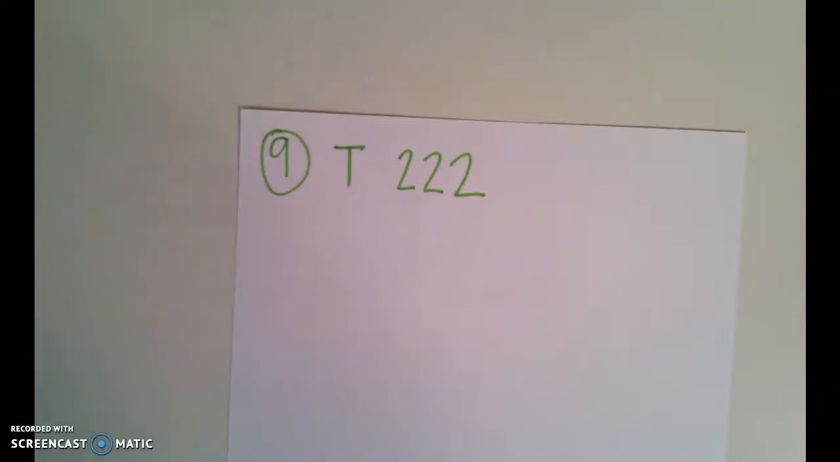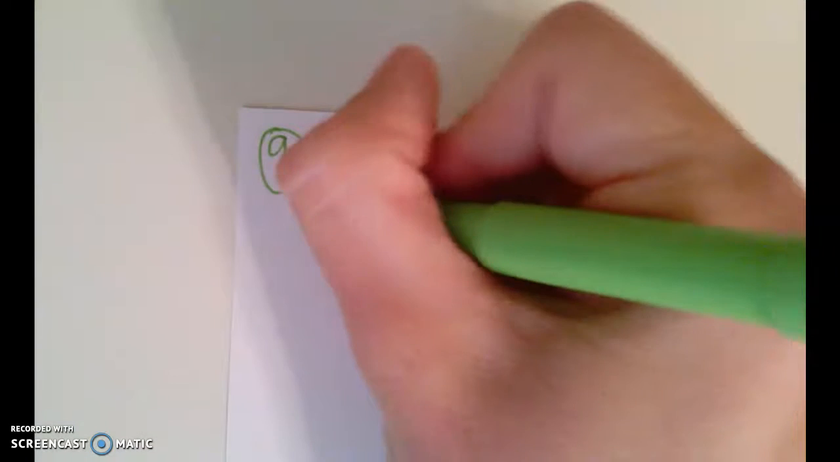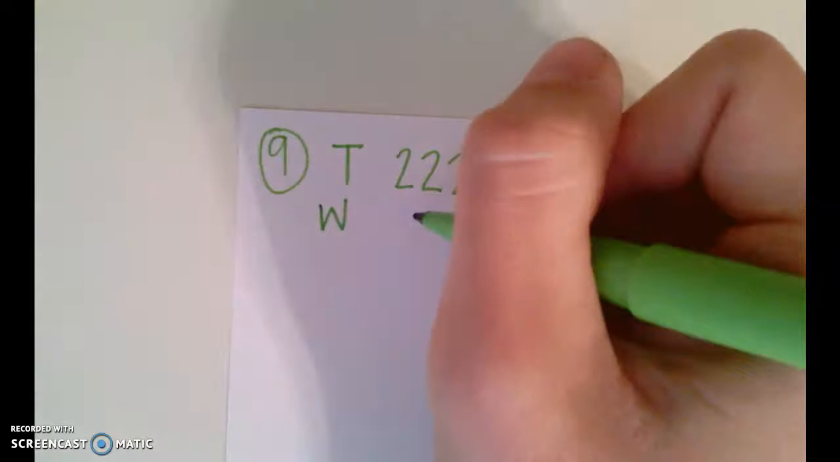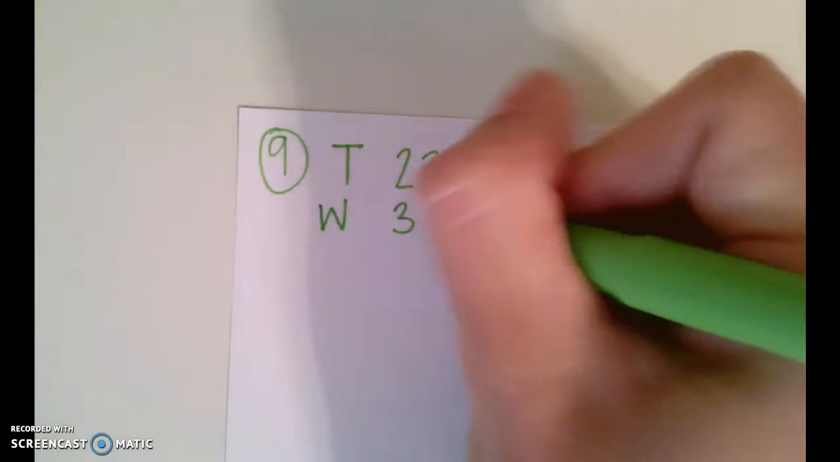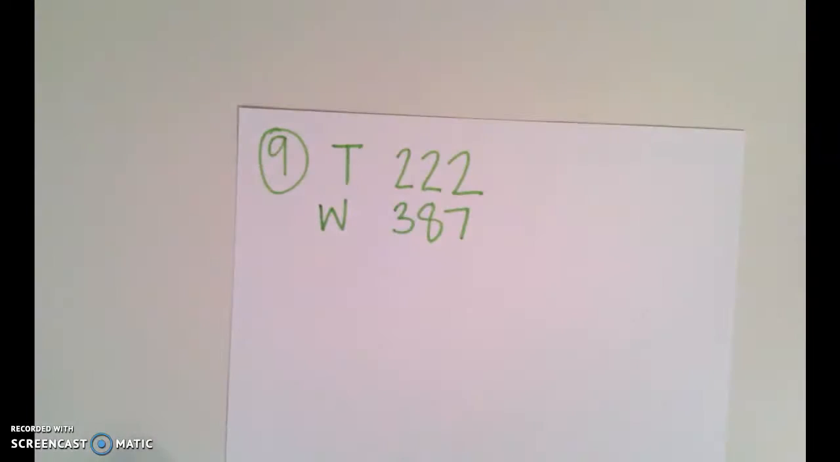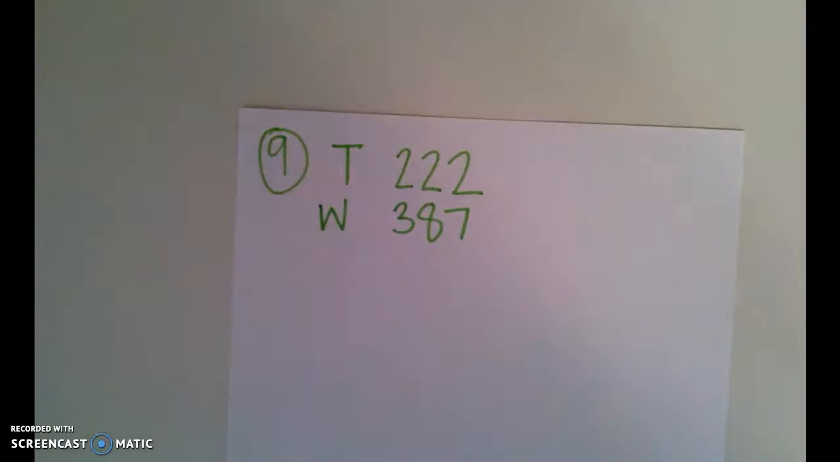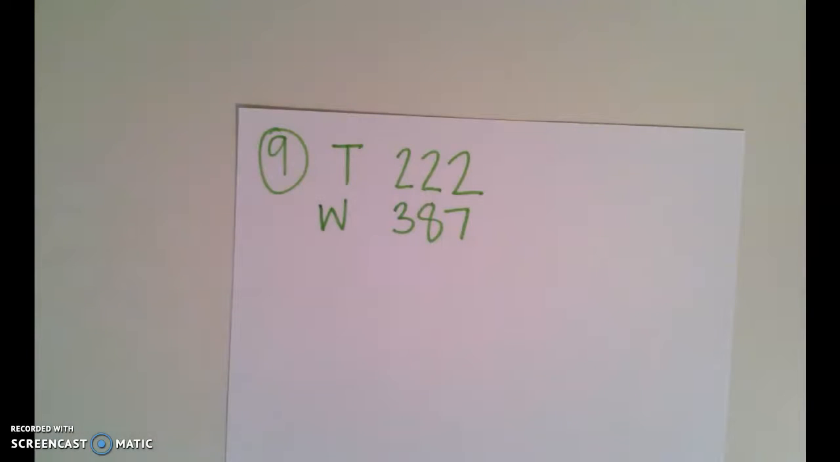387 books are returned on Wednesday. So I'm going to make another note before I keep going. 387 books are returned on Wednesday. Round, circle that in your review, that's a key word. Round each number to the nearest 100, not nearest 10, nearest 100. I would underline, circle that, because then you know what you're rounding the numbers to.